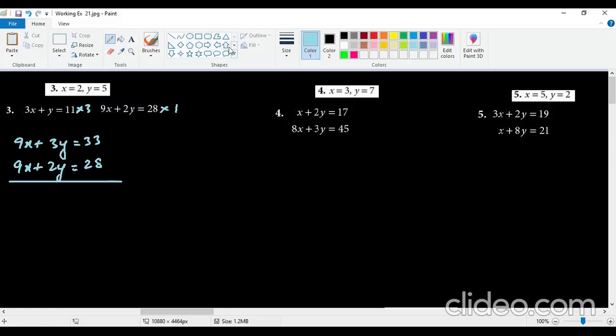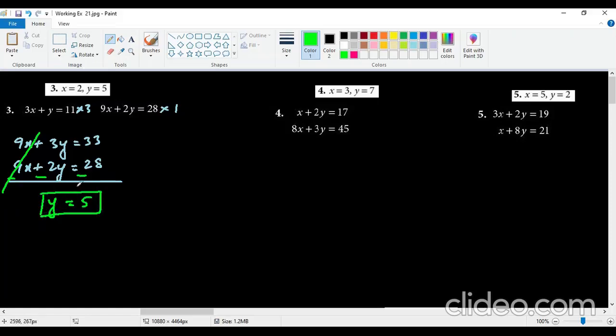Once we do the subtraction, we change the sign of plus 9x to minus 9x, plus 2y to minus 2y, and 28 becomes a negative 28. So these two are going to be cancelled, and 3 minus 2 is going to be 1. 3 minus 2 is 1y, and 33 minus 28 is going to give us 5. Straight away we got the value y equals 5.